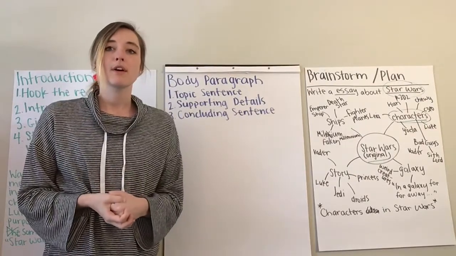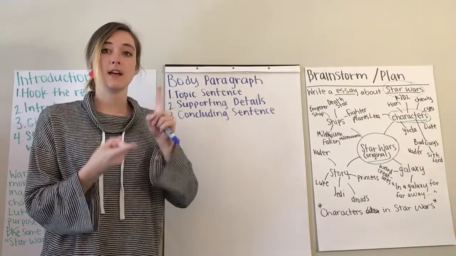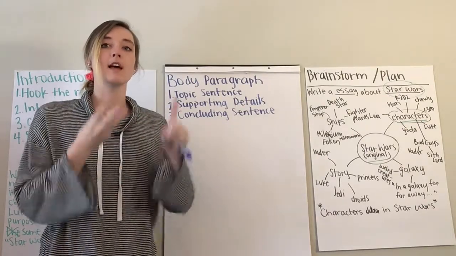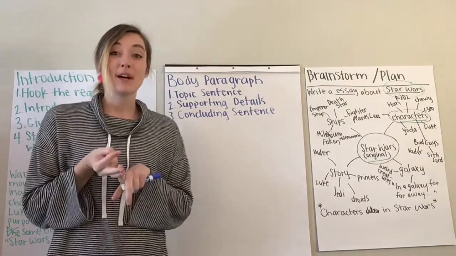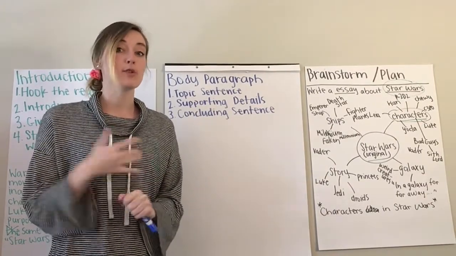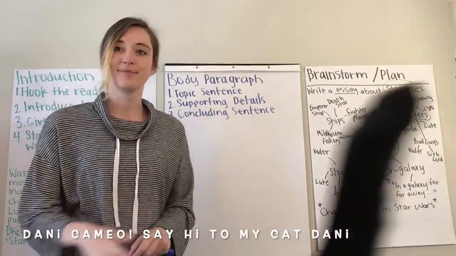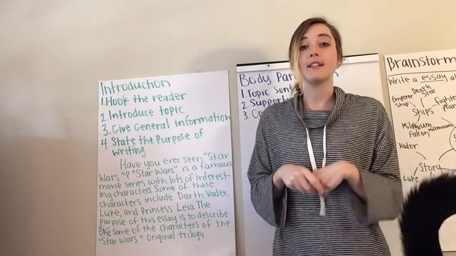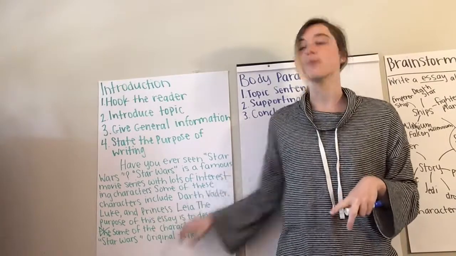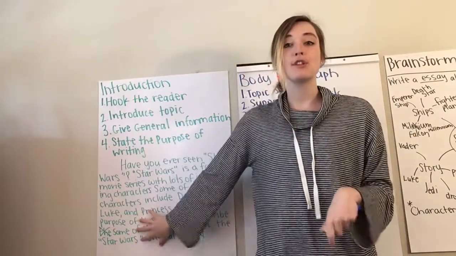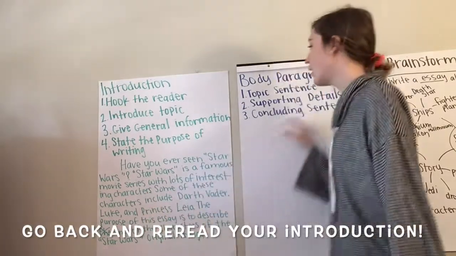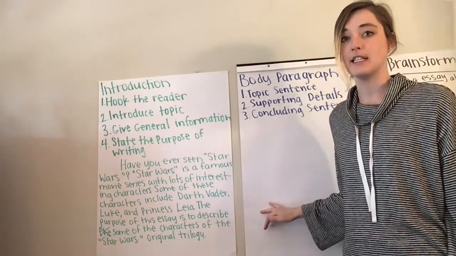So the body paragraph has to have 3 things in it. It has to have a topic sentence, followed by supporting details, and a concluding sentence. A body paragraph is at least 5 sentences long, and it just describes what you're going to be focusing on. A lot of times, in order to get started on my body paragraph, I go back and read the introduction. Remember, the introduction focuses your writing and tells what you're going to be writing about. If you reread that, it should help you flesh out your ideas here.